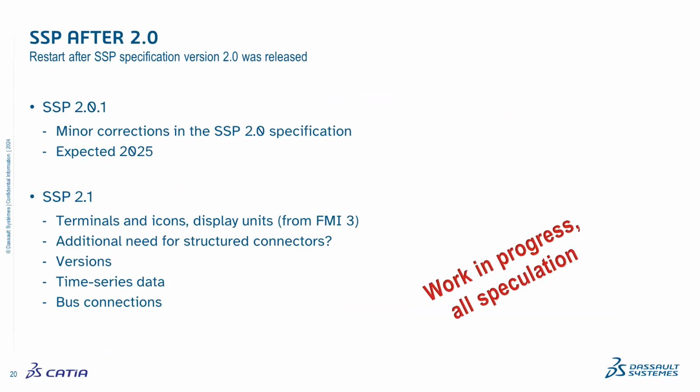So what happens now after 2.0? Well, we can expect a minor revision, SSP 2.0.1, with minor corrections in the specification, which can be expected any time now. And of course, we have started looking at what might be SSP 2.1, extending with terminals and icons from FMI3, maybe version management, maybe definition of time series data or bus connections. Well, all of this is work in progress, and it's mere speculation on my part. But I mean, it's a living project.